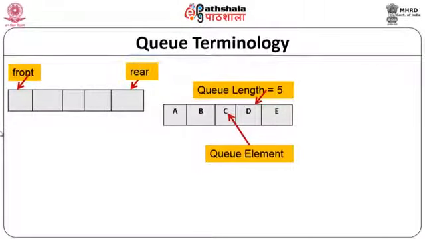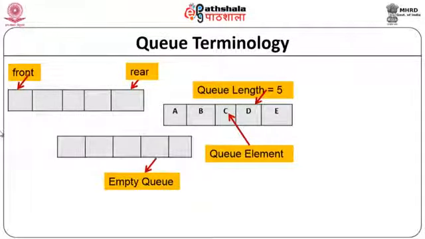Now, let us look at some queue terminology. As I already told you, a queue consists of two ends, one called the front and one called the rear of the queue, and a queue can contain elements, and you have a length associated with the queue. In this example, it has a length of 5. And you can also have an empty queue where the length is equal to 0. This is just created, no entries in the queue. So, this is a typical queue situation.